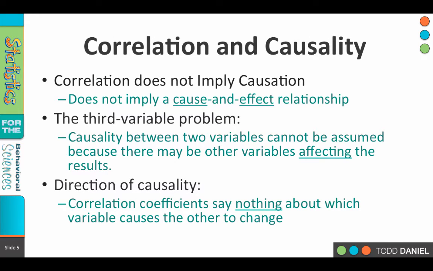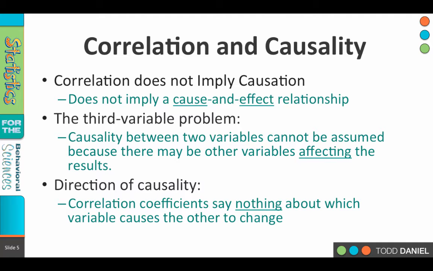Now, it's important to remember that correlation does not imply causation. There's not necessarily a cause and effect relationship. There could be. When variables are causally linked, when one is causing the other one to change, then we will also see that in a correlation. But just because you see a correlation doesn't mean that one variable is causing the other to change. There could be a third variable at play. There could be another variable that has not been measured, that's not even in your model, that's affecting both of the original variables, causing both of them to change.